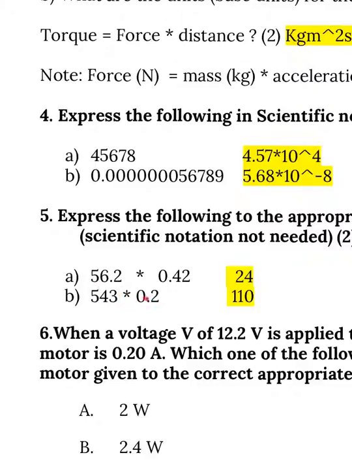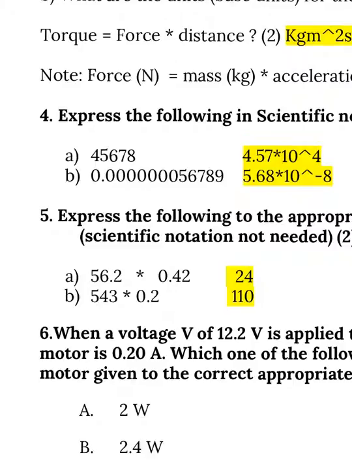543 times 0.2, you're going to kick yourselves. A lot of you wrote 108, but if you round 108 up to 2 significant figures, it's 110. So that's the only mistake that some of you made.